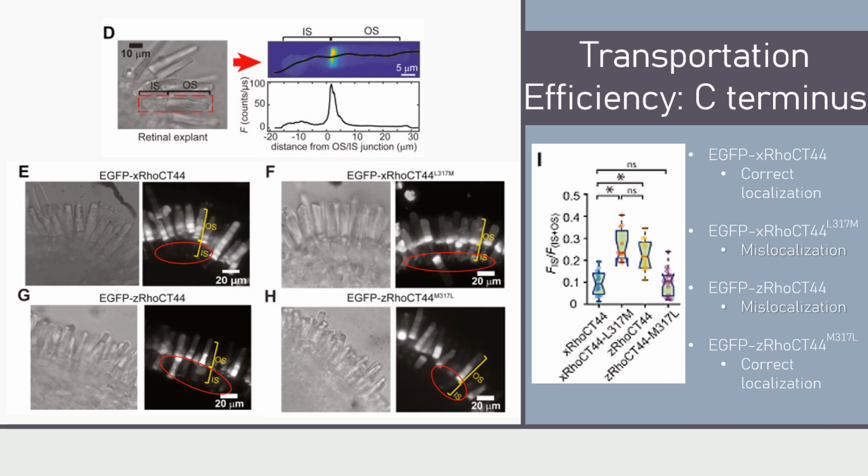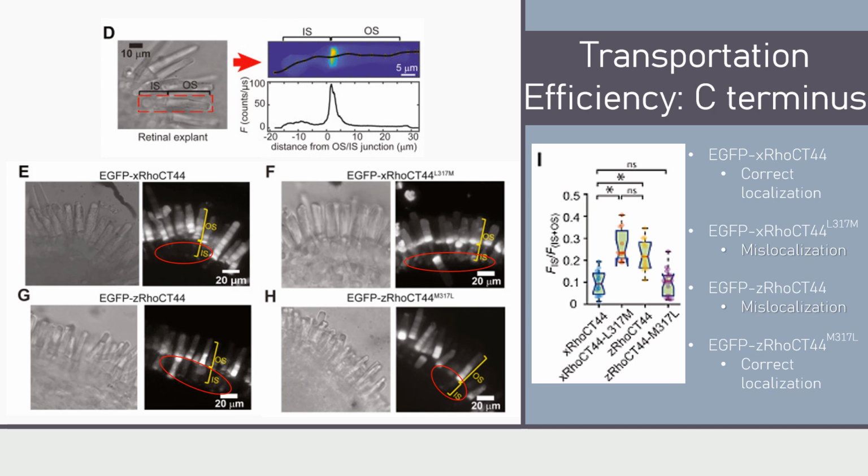First, the researchers wanted to establish a basis for their study. They analyzed both wild-type and mutant forms of Xenopus rhodopsin, X-row, and zebrafish rhodopsin, Z-row, to compare how mutations at position 317 affected rhodopsin transport. Now, they chose position 317 because it is a highly conserved position in most species, but Xenopus rhodopsin is unique, having leucine at this position, whereas other species, including zebrafish, have methionine instead.